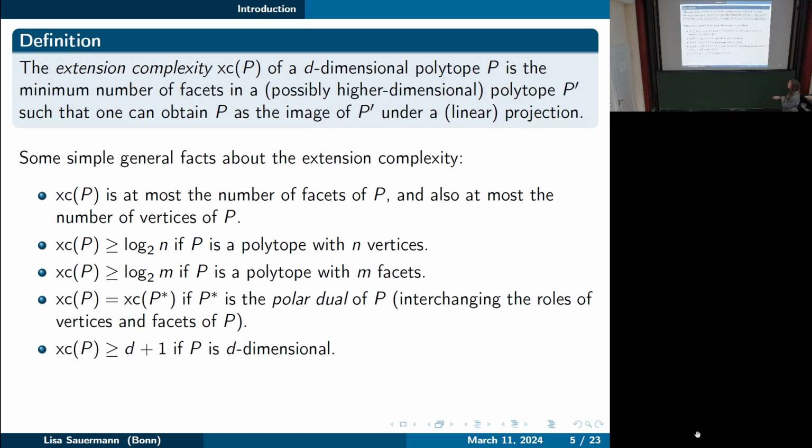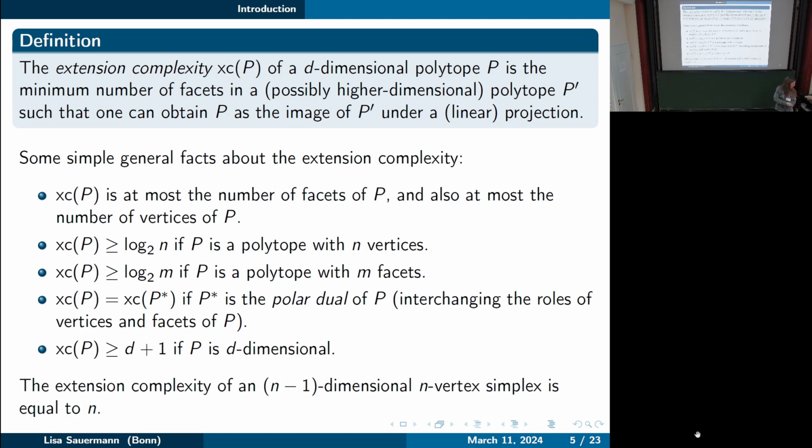And then the last point is that the extension complexity of a d-dimensional polytope is always at least d plus 1. And so combining these facts, it's easy to see that the extension complexity of an n-1 dimensional n-vertex simplex is equal to n. I told you earlier that for most polytopes, it's very non-trivial to figure out what the extension complexity is. In this case, for a simplex at least, it's very easy.